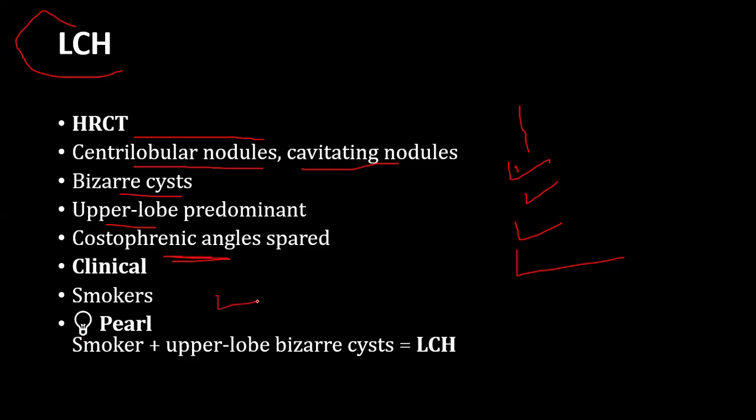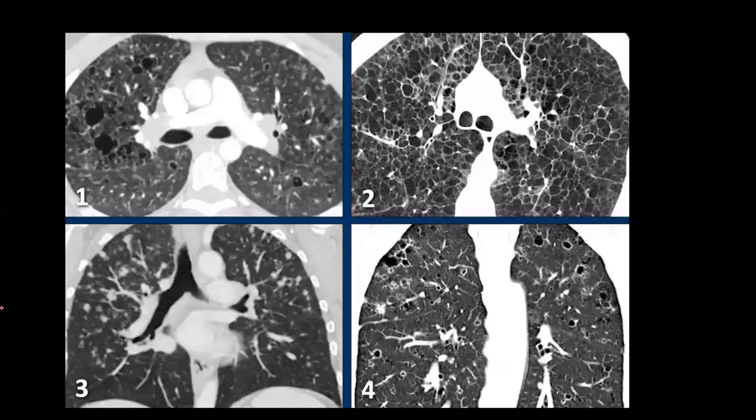Strong association with smoking, and a pearl is upper lobe, bizarre shape cysts and smoker equals LCH, right? Next, again you can see multiple bizarre shape cysts in bilateral lung parenchyma. In addition to it, you can see multiple centrilobular nodules. Over here you can see multiple nodules, and in addition you are being shown some cyst formation. Here bizarre shape cysts are being shown in addition to nodules, right?